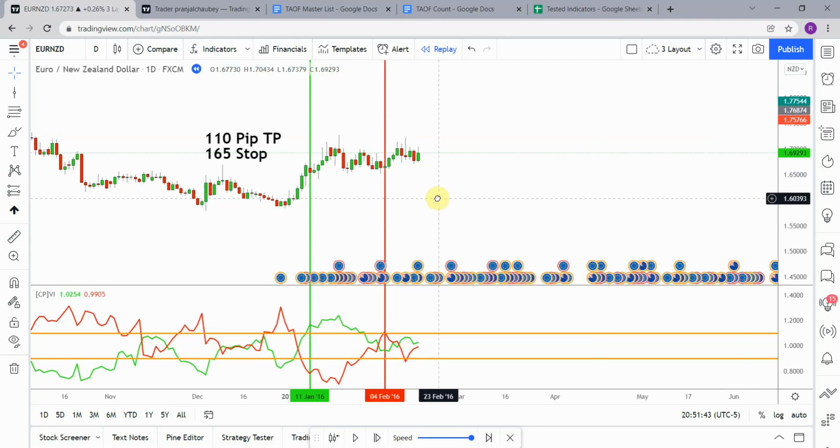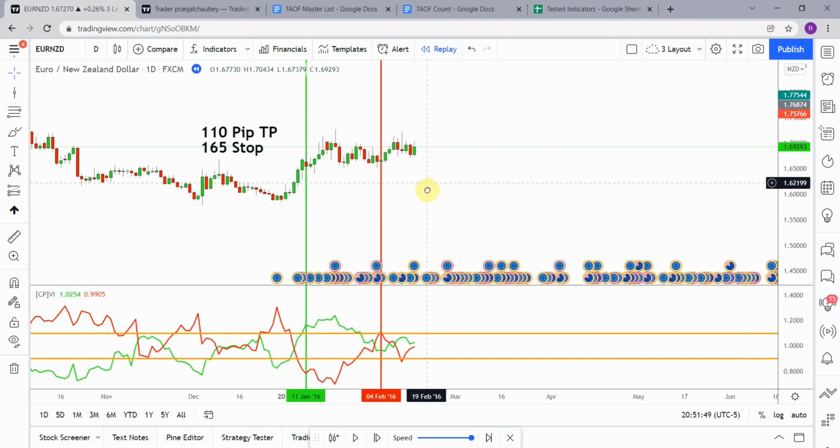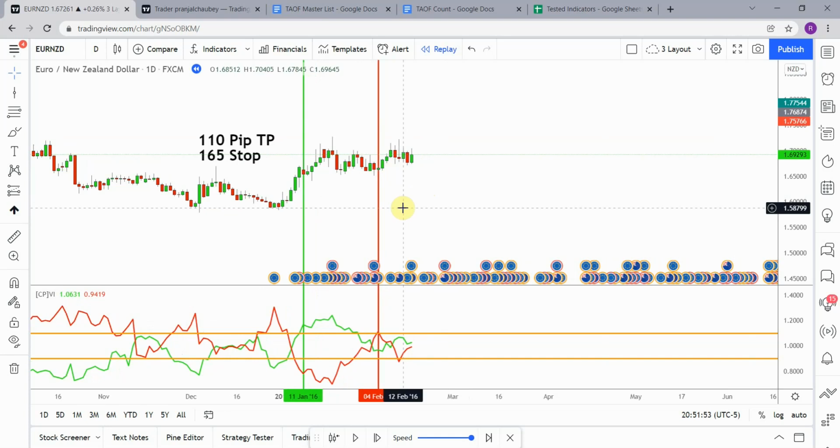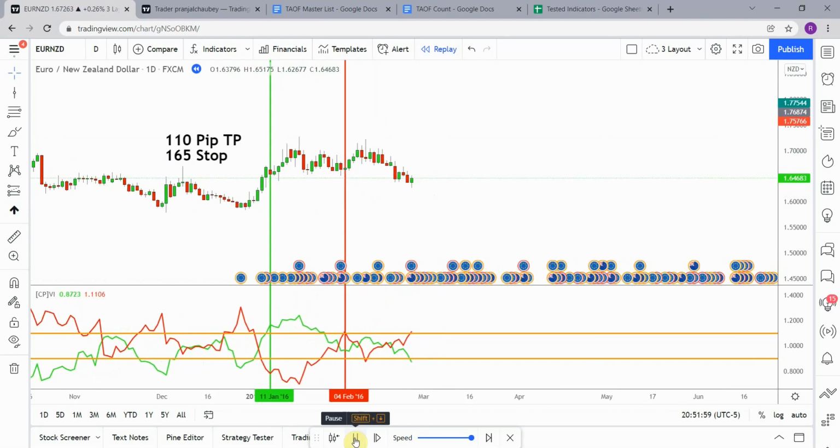Over here on this side, we pick up a short for just a moment, but unfortunately that was a fake out, as almost immediately price action pushes really hard to the upside right there, and that one stops us out. Let's go ahead and continue on.